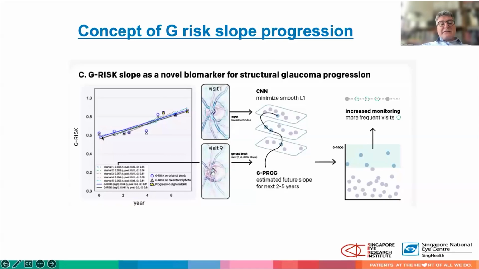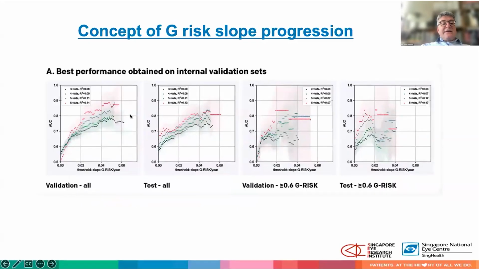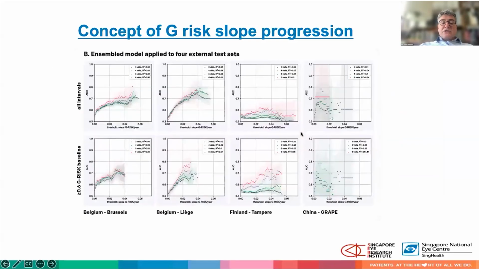And then the question is, can we predict this from the baseline fundus image only to detect those that are very fast progressors? And you can see here, amazingly, this functions pretty well in the validation and test data sets. You get AUCs in the order of 0.8 to 0.9 when you have 6 visits, and it even works pretty well in early and late stage glaucoma. Generally, it works better in early stage glaucoma.